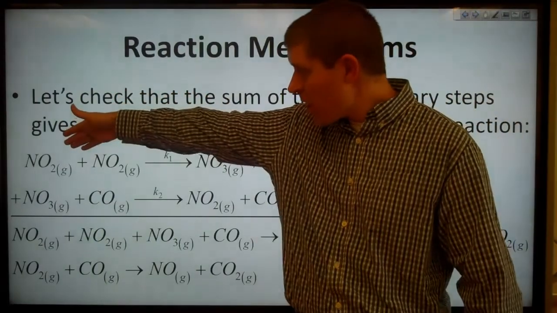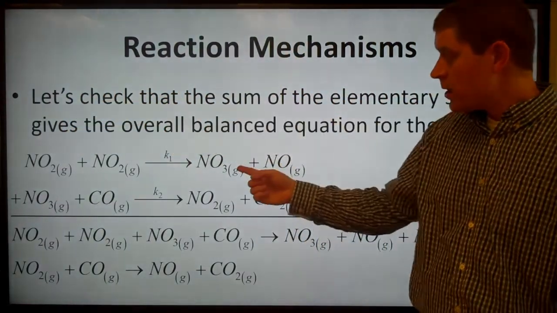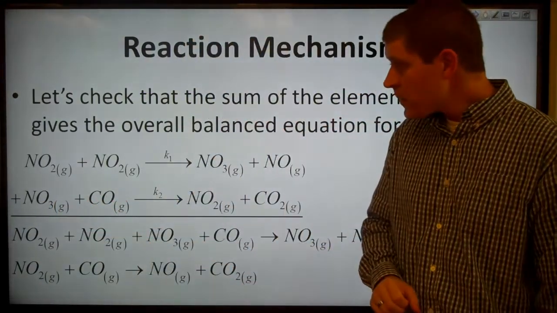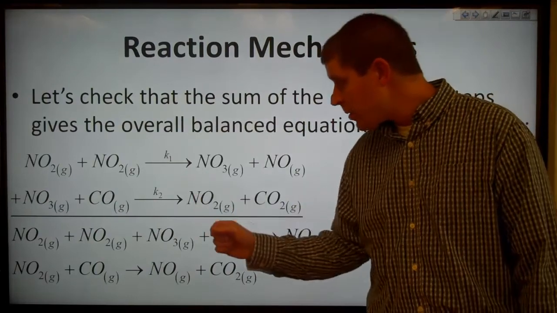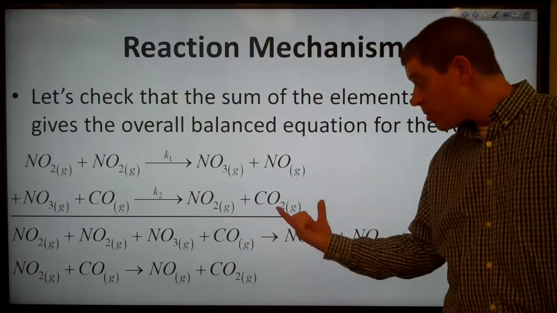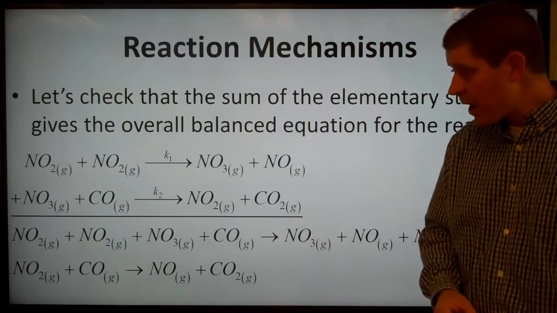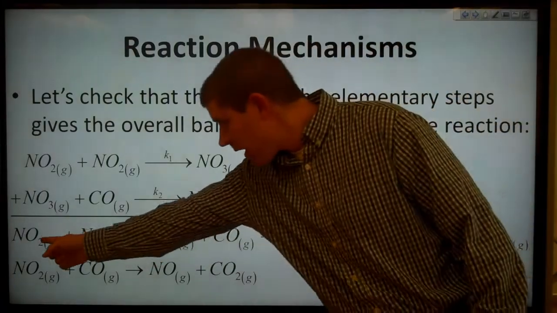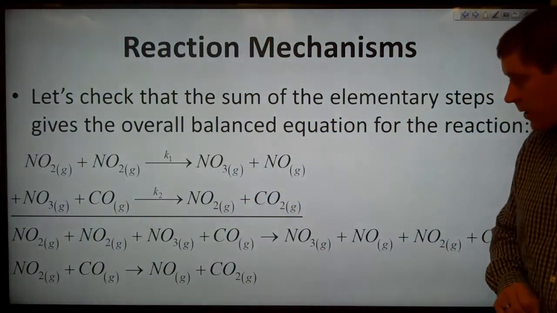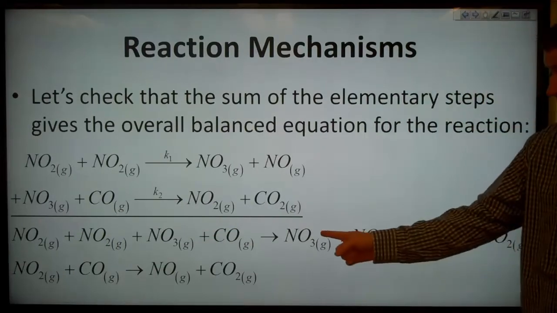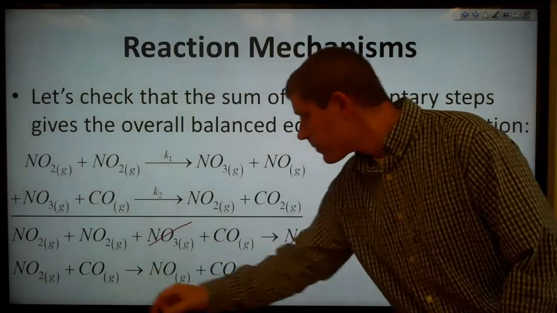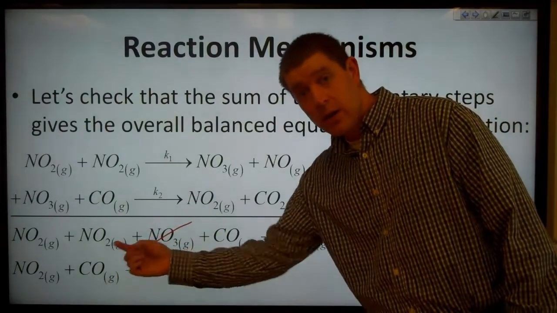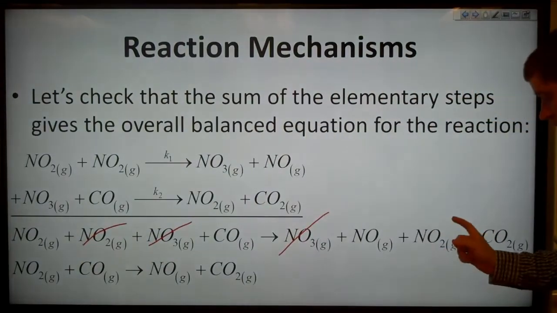So we have NO2 plus NO yielding our intermediate NO3 plus NO. And NO3 plus CO react to give us NO2 plus CO2. And that means when we add them together, we get this top line. And of course, you notice that we have 2 NO2s there. We have our NO3 here, but we're also producing an NO3, so let's cancel those out. We're also producing an NO2 and using up an NO2, so let's cancel those.